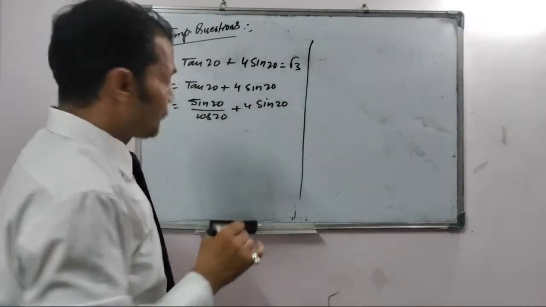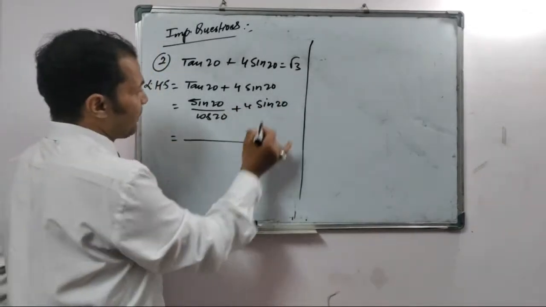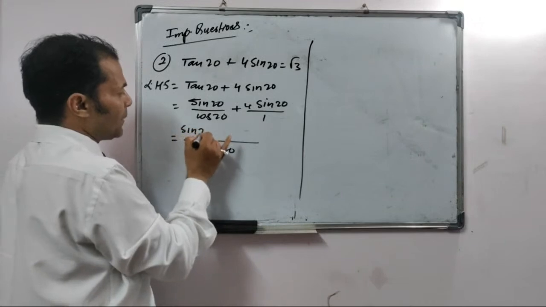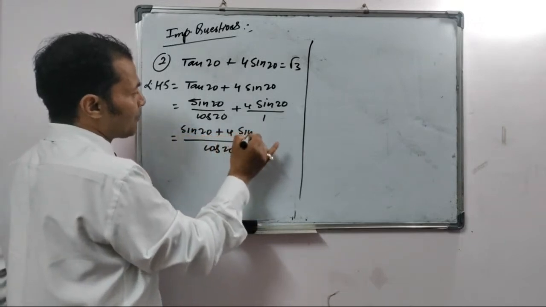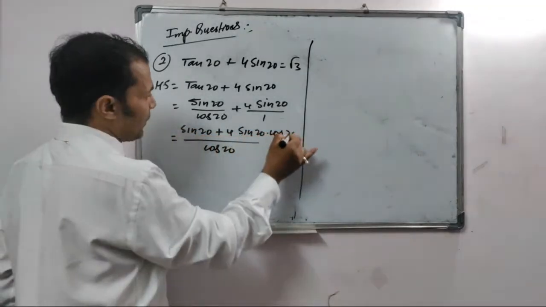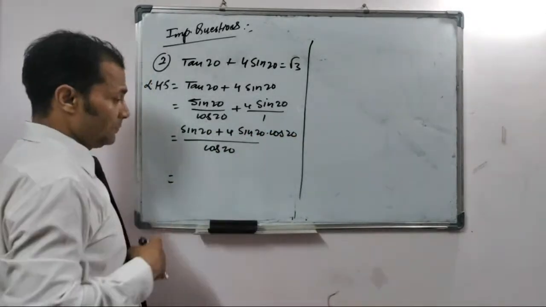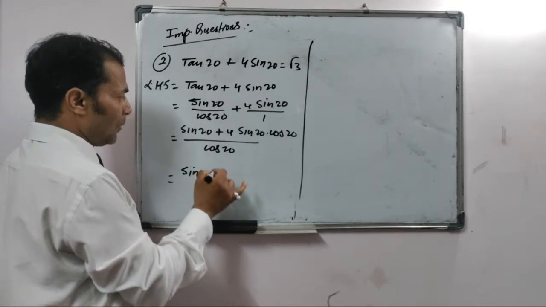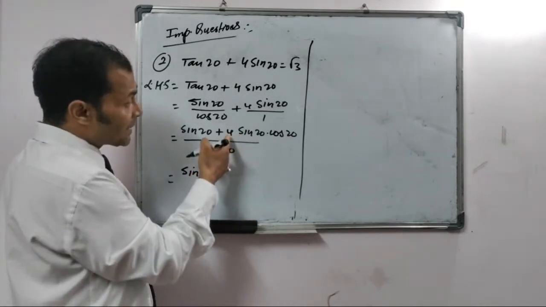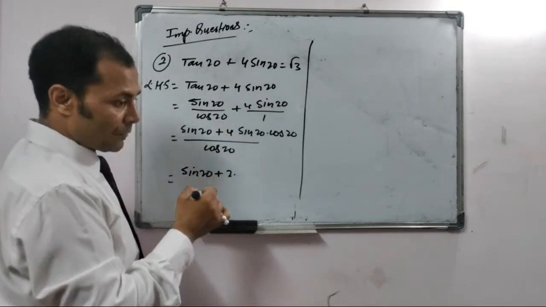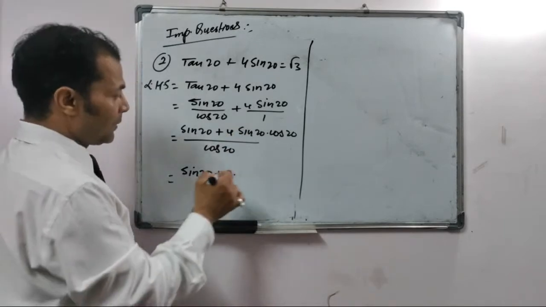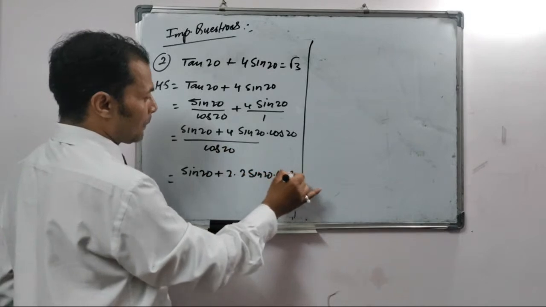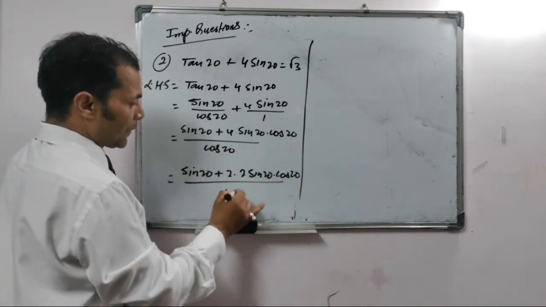See guys, right. So next step, here is 1. So LCM will be cos 20, sin 20 plus 4 sin 20 into cos 20. Right? Sin 20 is already there. Now what I'm going to do over here is with your 4, 2 into 2 sin 20 cos 20 by cos 20.